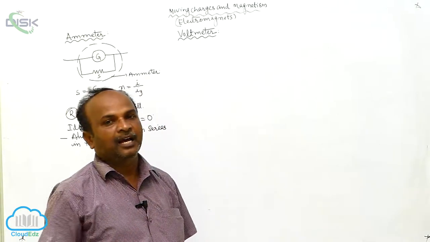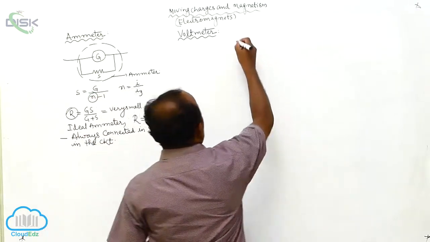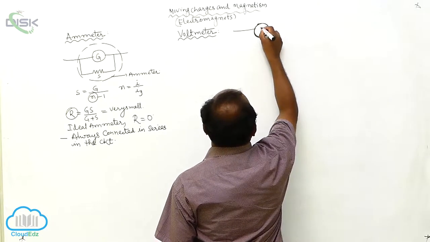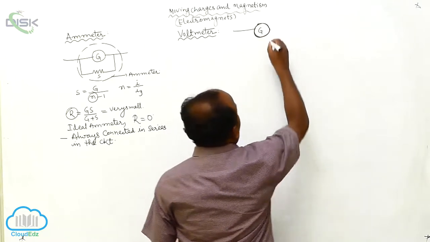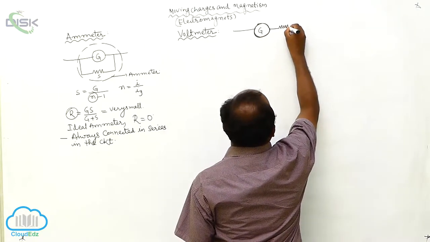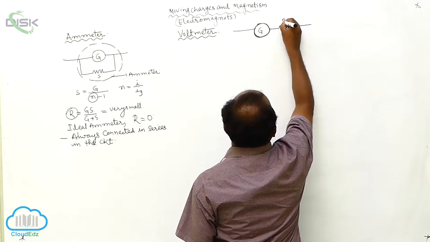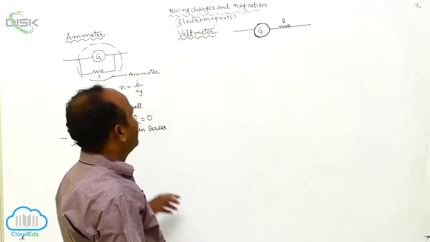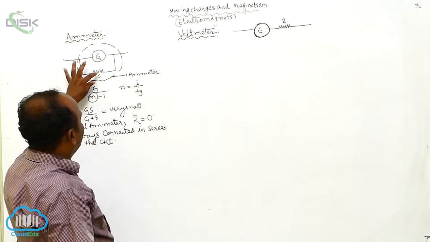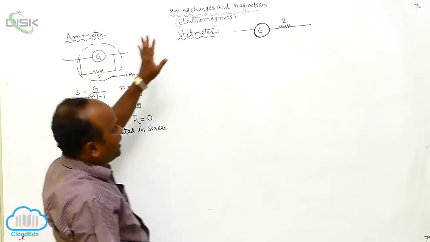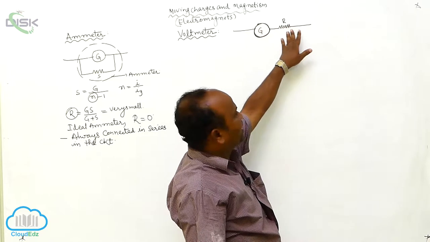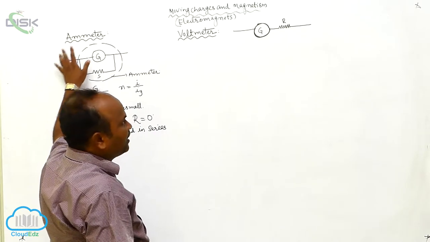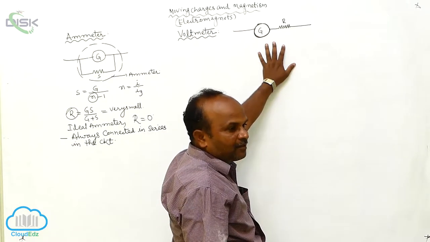Again, voltmeter is also made from the galvanometer. Now, here, this is the galvanometer. It has the resistance, and a huge or large resistance connected in series is called voltmeter. See the difference. Galvanometer, a small resistance connected in parallel: now this combination is called ammeter. Galvanometer, a large resistance connected in series: now this combination is called voltmeter.